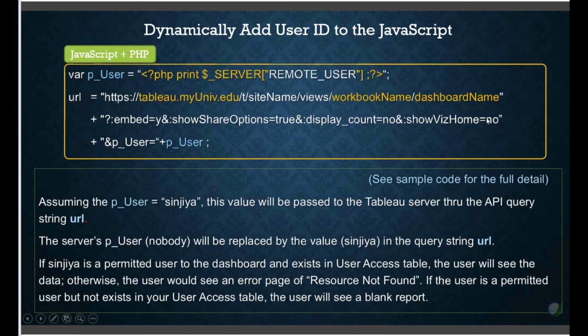Okay, here you can just copy and paste, and you attach your hidden variable here, P user equals P user. This blue P user is the login user's name, and it's dynamically created. Then the JavaScript API will get the report for this user, and this user is a valid user, will see the data. So we assume this P user has Sinji here, and the Tableau server will get the data for Sinji, and this Sinji value will replace the server's P user value, nobody.